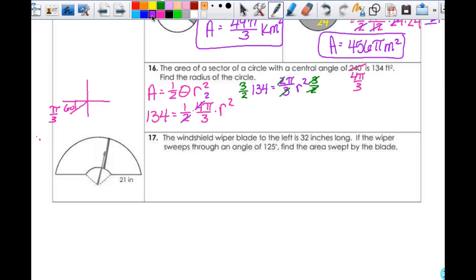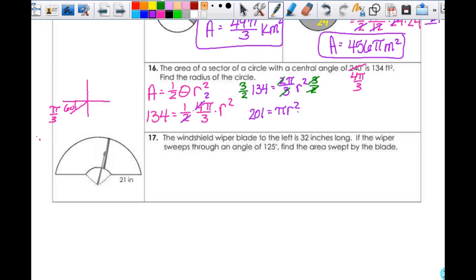Personally, I wouldn't multiply by 3 and divide by 2 because that just makes my number bigger. But if I divide 134 by 2, what do I get? 67. You can either multiply that by 3 or you can add that to 134. If I add 67 to 134, 134 plus 60 is 194, right? And then I add 7 more, and what do I end up with? 201. So this gives me 201 is equal to pi r squared.